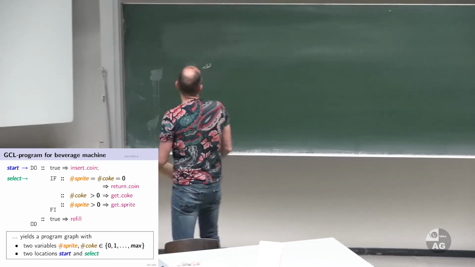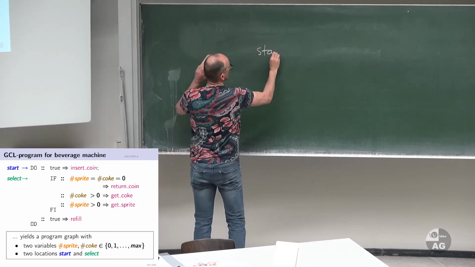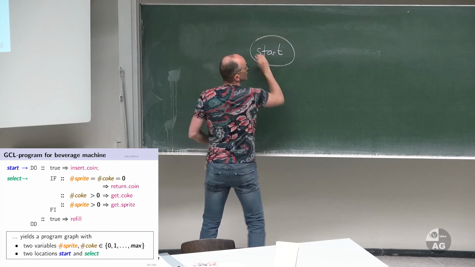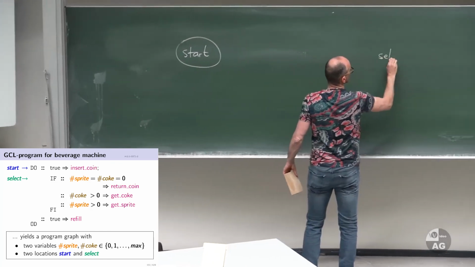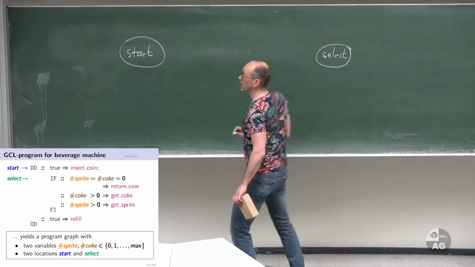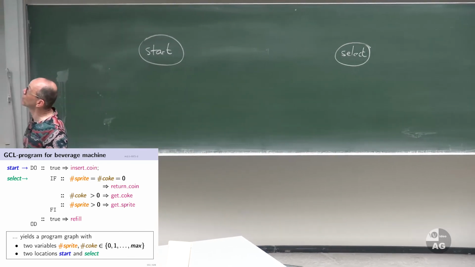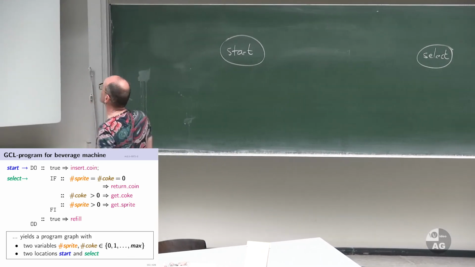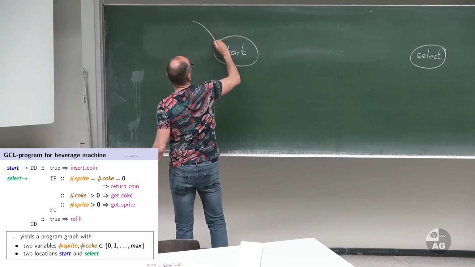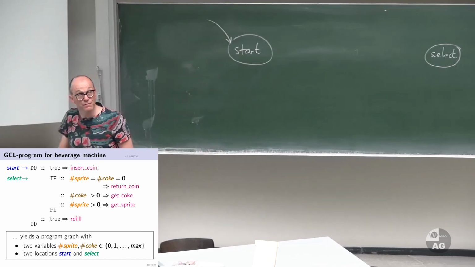There are two locations, so we have start and we have select. Then the initial location, what's the initial location? Well, the start is on the left bottom, so we start here. Good. What are the edges?